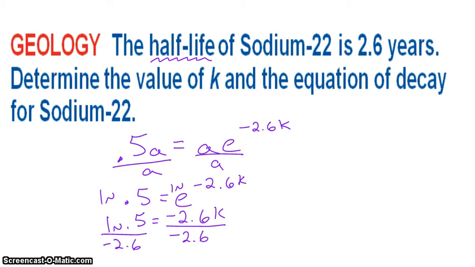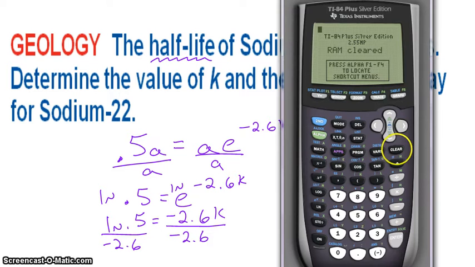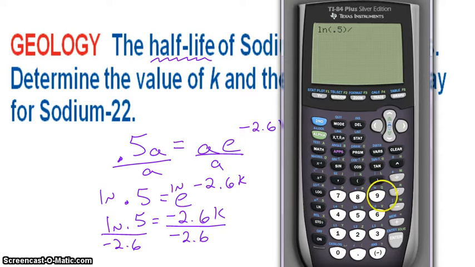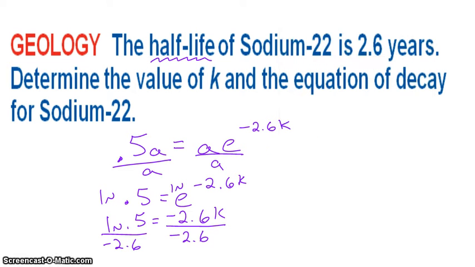And at this point, pull out my trusty calculator to figure out what I have. So natural log of 0.5 divided by negative 2.6. Notice how I close my parenthesis. And I have a k value of about 0.2666, we'll say.